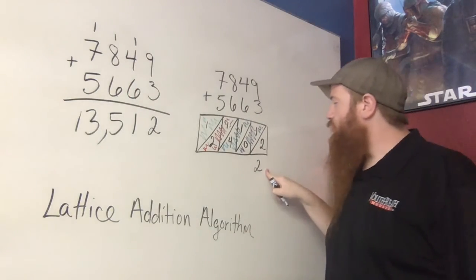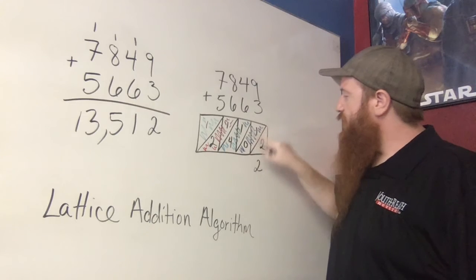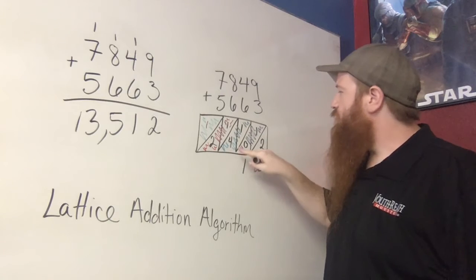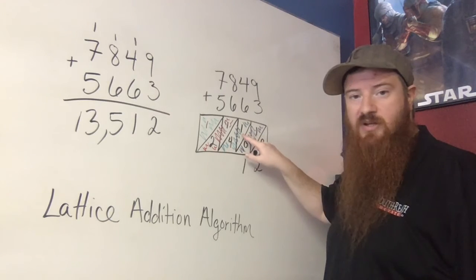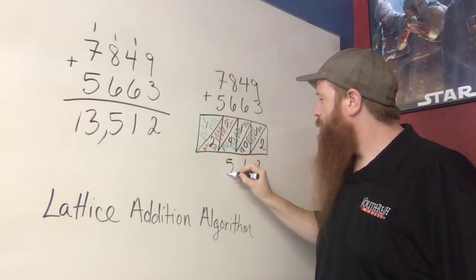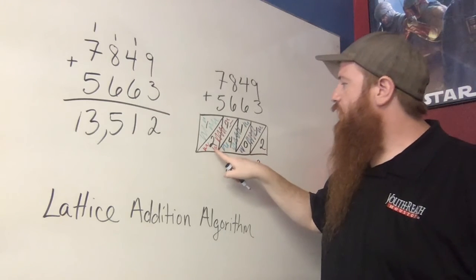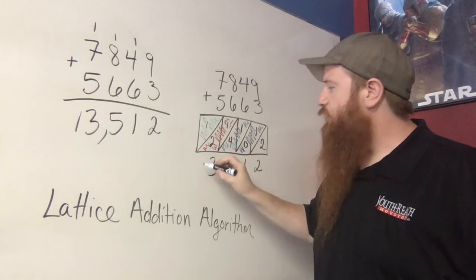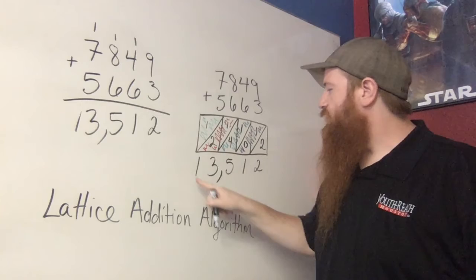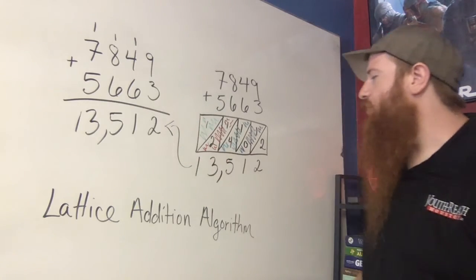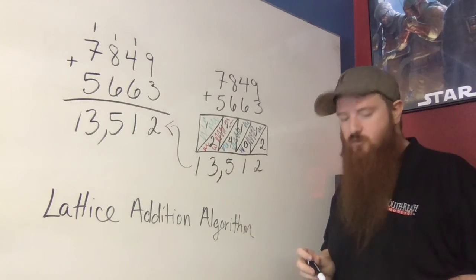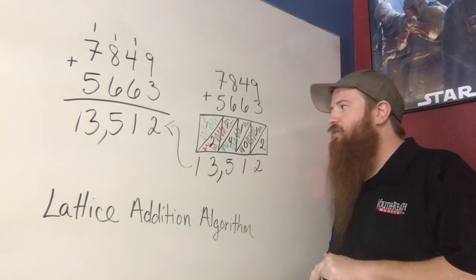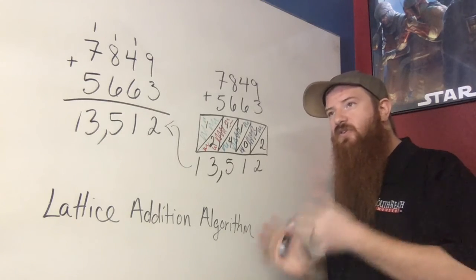So the first one is just 2. The second diagonal column is going to be 0 plus 1, just gives us 1. In the third diagonal column, we have 4 plus 1 is going to give us 5. In the next column, we have 2 plus 1 is going to give us 3. And in that last one is just the number 1. And that gives us the same answer that we received up here. It's 13,512.